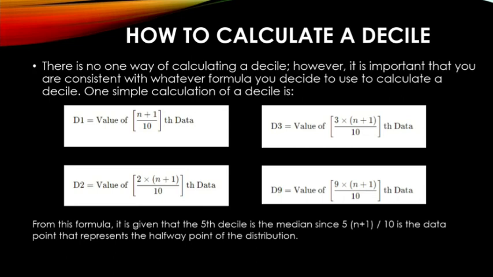From this formula, it is given that the fifth decile is the median, since 5 times (n+1)/10 is the data point that represents the halfway point of the distribution. Because when we see decile, it is the distribution of the data by 10. You are going to distribute the data by 10.